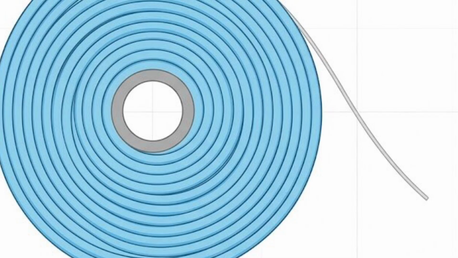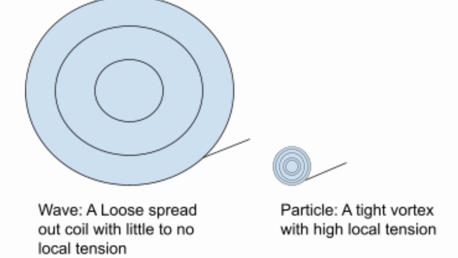As you can see from the top, the first dimension is coiling on top of itself, creating width. This coil can either be very loose or very tight. If it is very loose, it is analogous to a wave. If it is very tight, it is analogous to a particle.